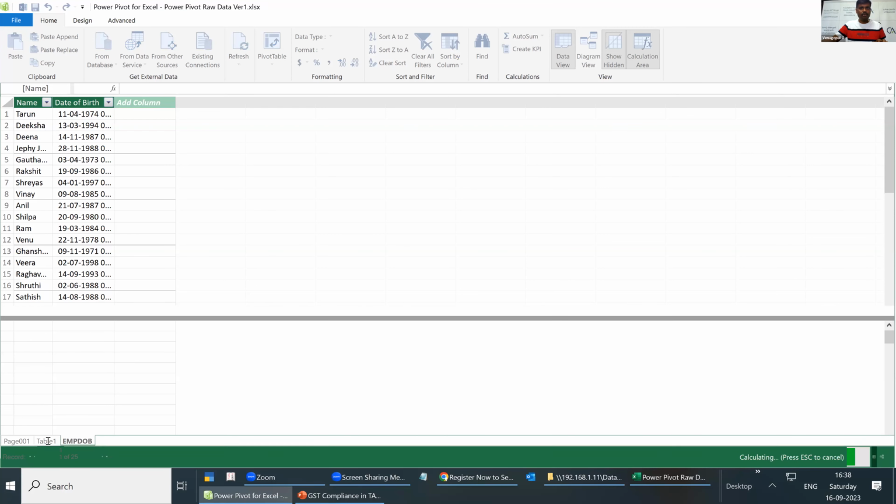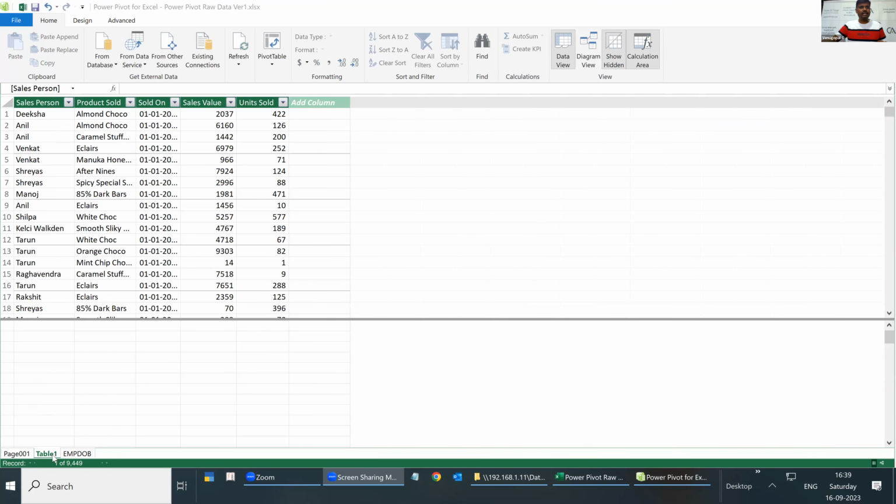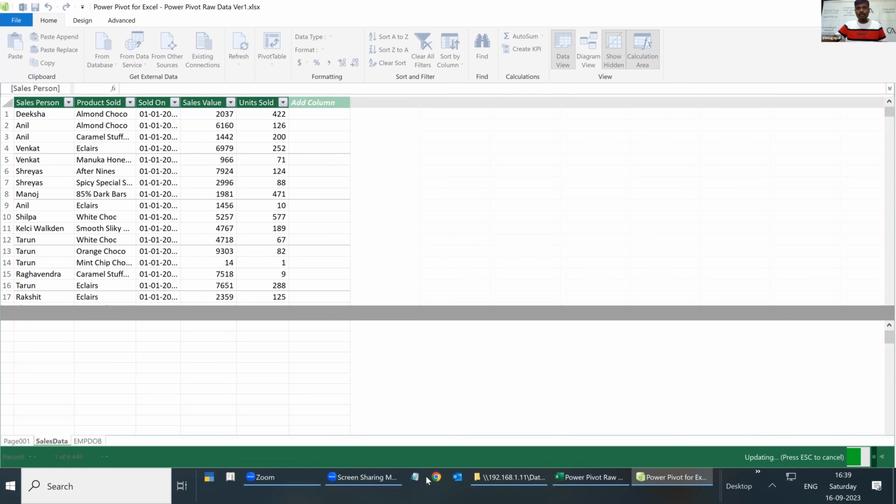So it's always important. Let me close the files so that the system becomes faster. So this is the sales data. Table 1 is the sales data. Right.